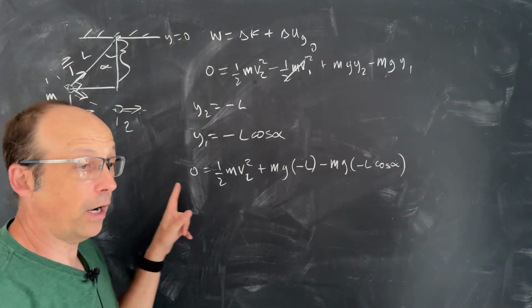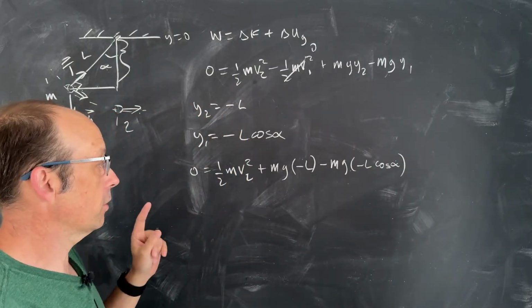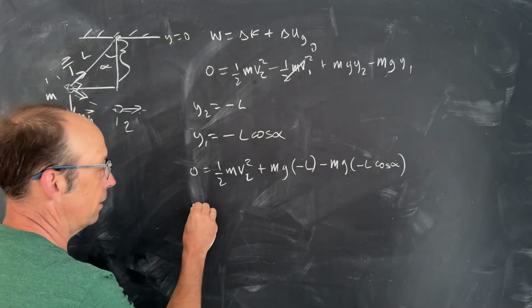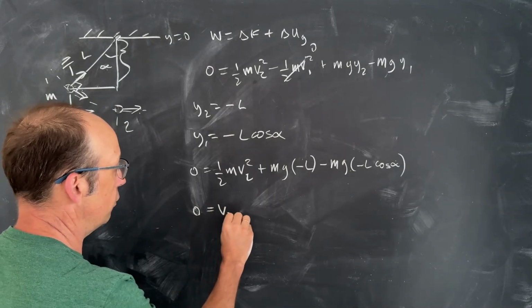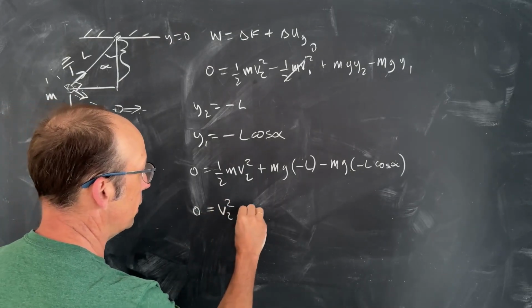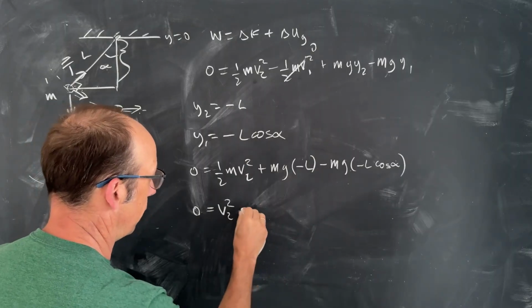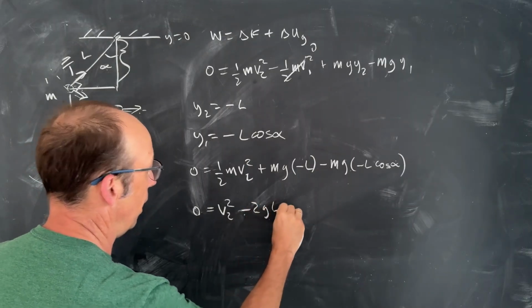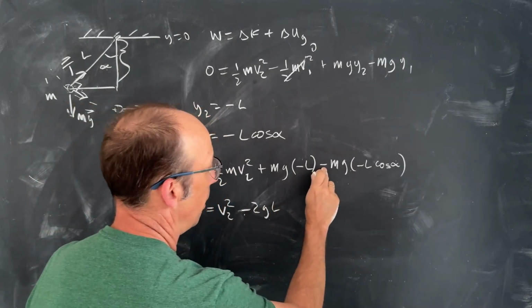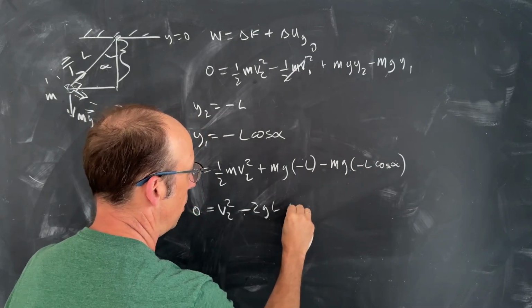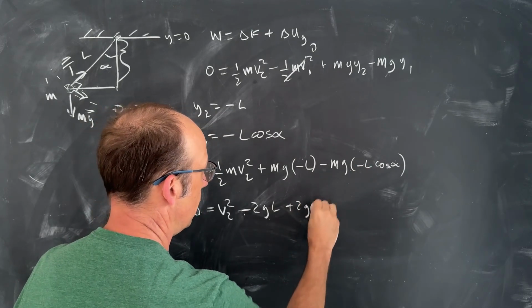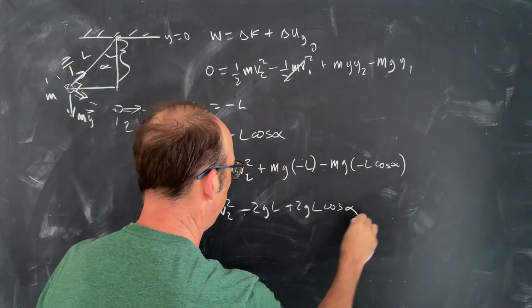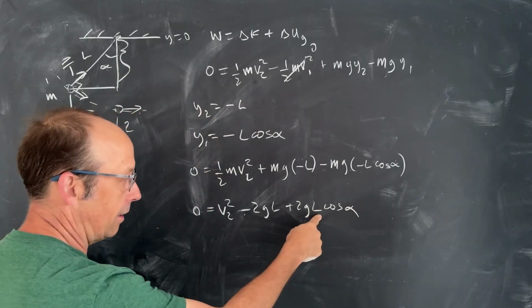First of all, I can divide both sides by the mass. I can multiply both sides by 2. So let's do that. I get 0 equals v2 squared plus, this is going to be minus, right, because there's a minus right there, minus 2gl, and this one's going to be minus times a minus, so it's plus 2gl cosine alpha. Now I can add that to both sides.